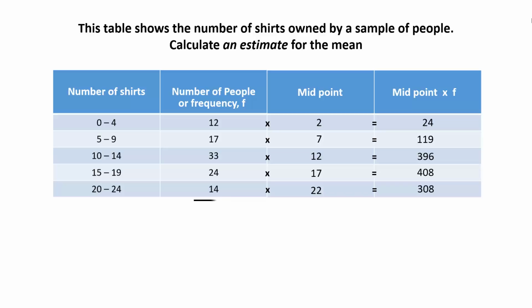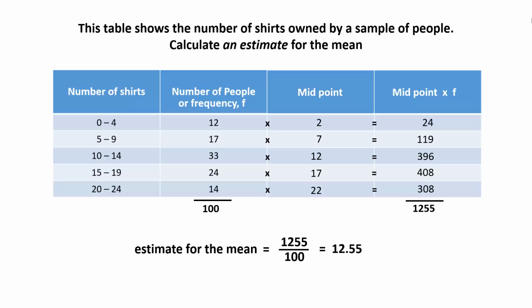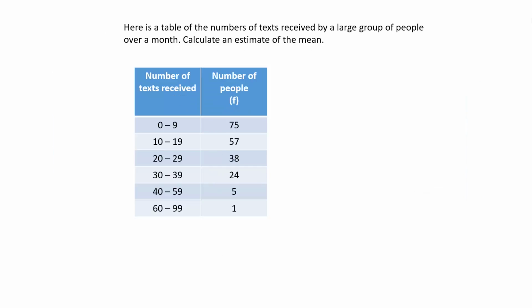Now we're going to get the total of the frequency column. If we add those up, we get 100. And the total of that column over on the right, 1255. And our estimate for the mean is 1255 divided by 100, which is 12.55. So we can say the estimate for the mean number of shirts that people own is 12.55. There we go.